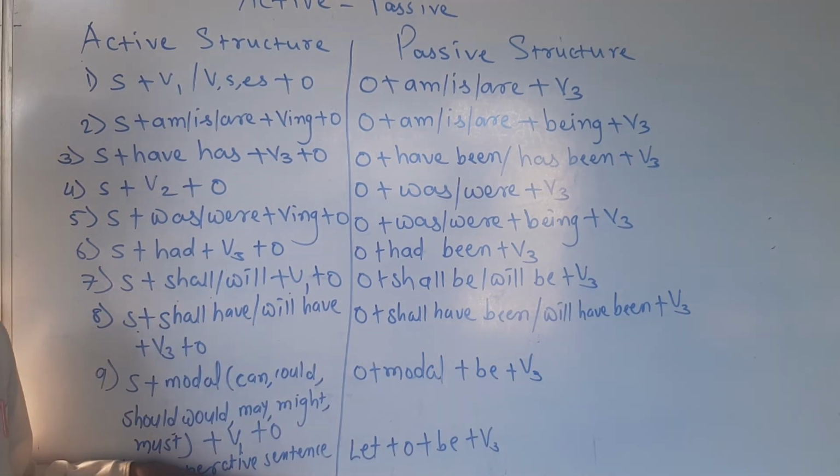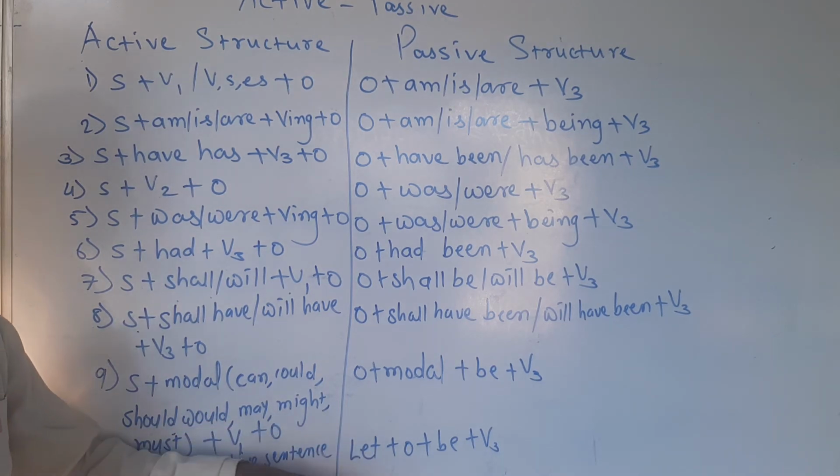Now imperative sentence. The passive structure of imperative sentence is let plus object plus be plus v3. How to identify imperative sentence? Imperative sentence, mostly it begins with the first form of the main verb. For example, write a letter. So here write is the verb. Its passive will be let a letter be written. Open the window. Here it is beginning with the main verb open. So its passive will be let the window be open.